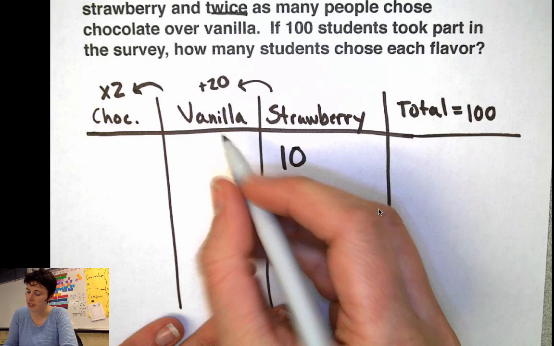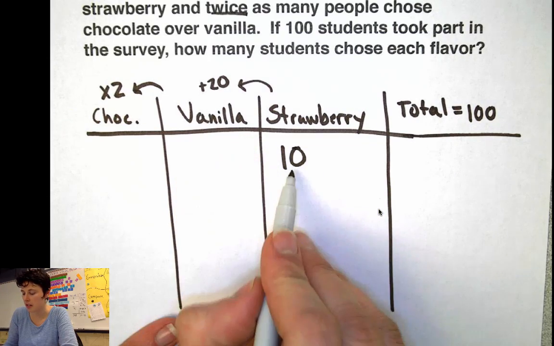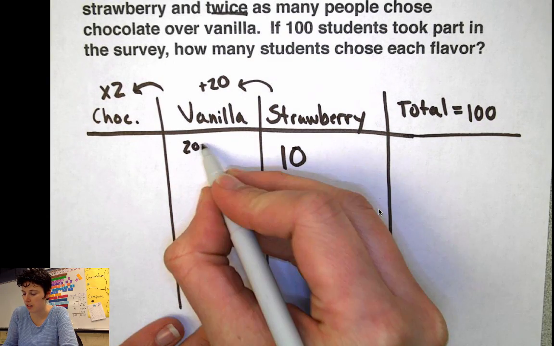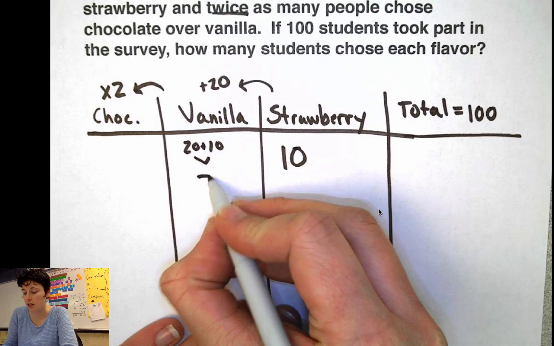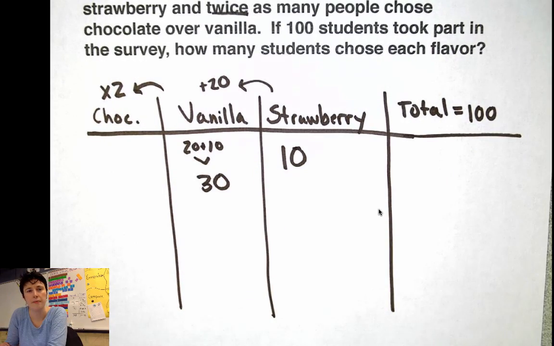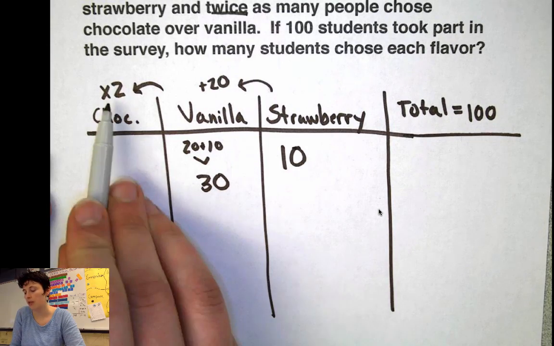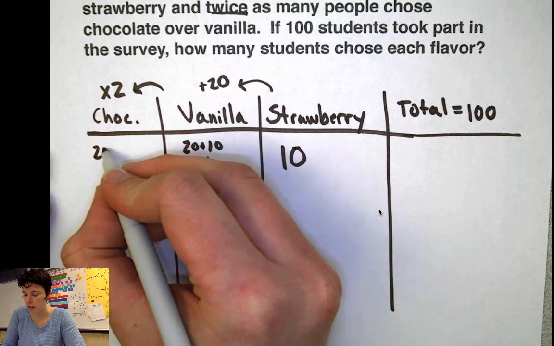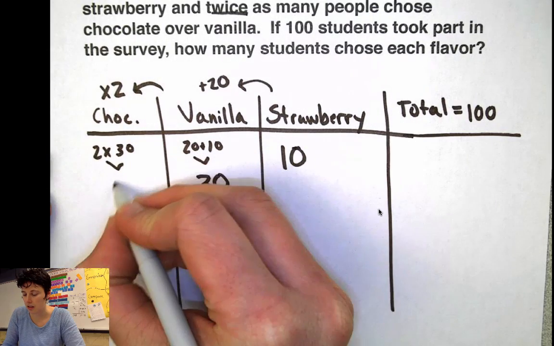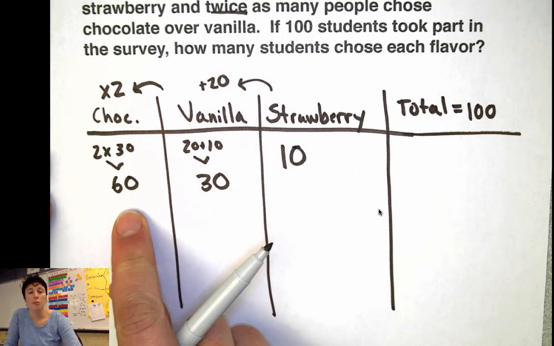Okay, well, for vanilla, that would mean 20 more than 10. So 20 plus 10 is 30. 30 people would be getting vanilla. And for chocolate, that would be times 2 to double that. So 2 times 30 is 60. So 60 people prefer chocolate.